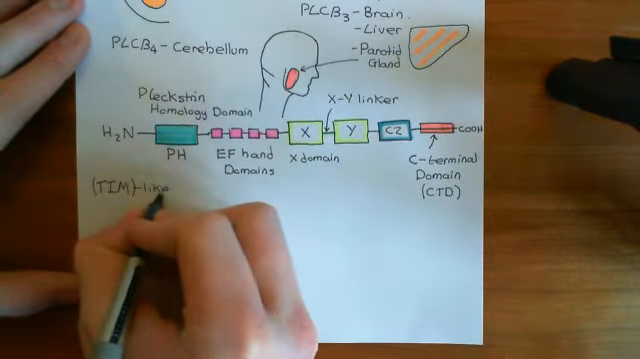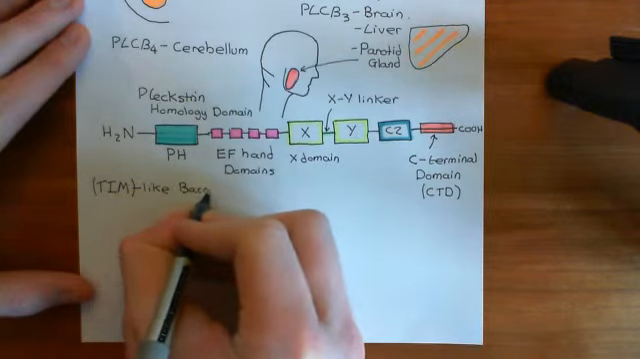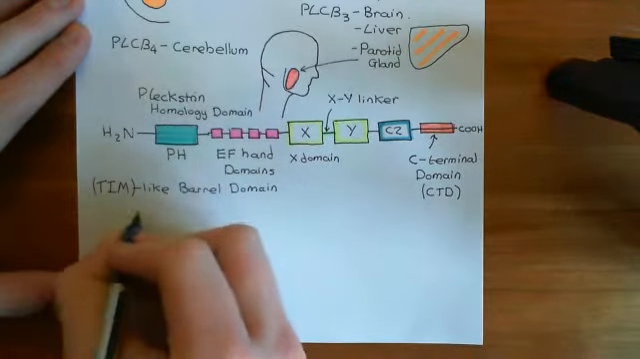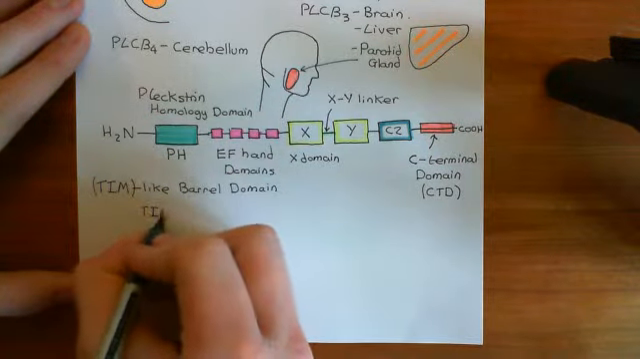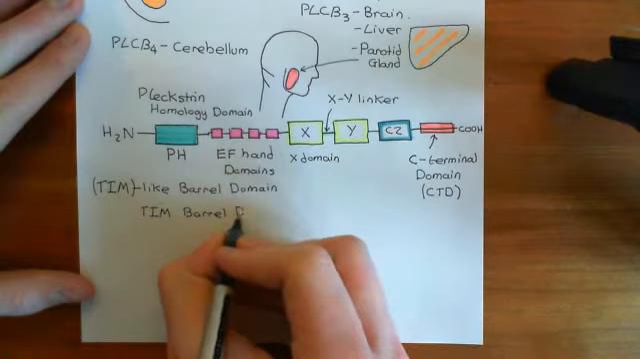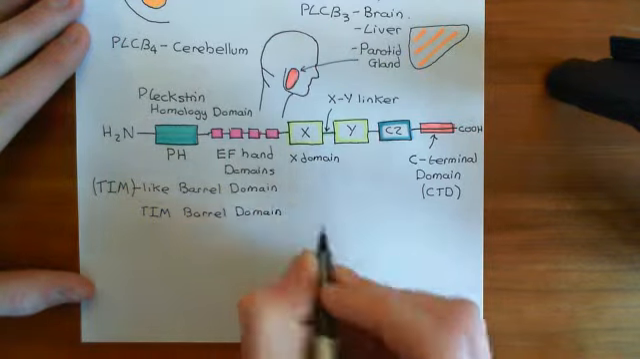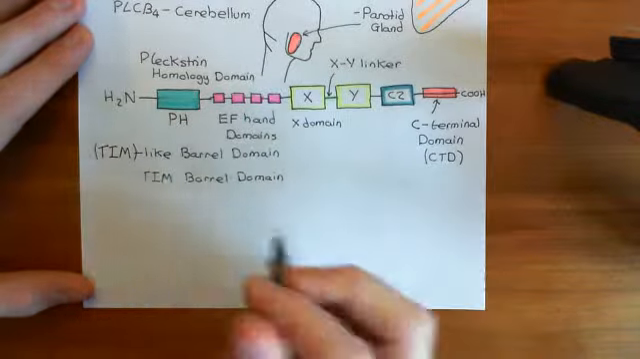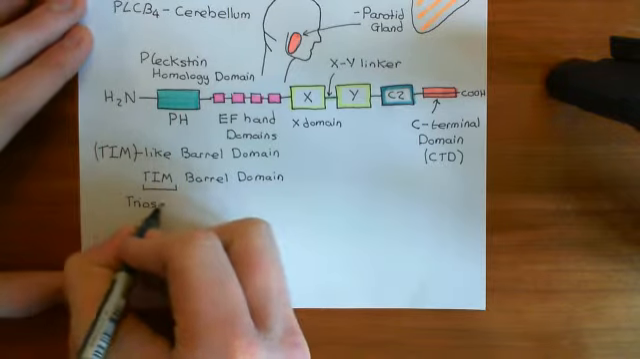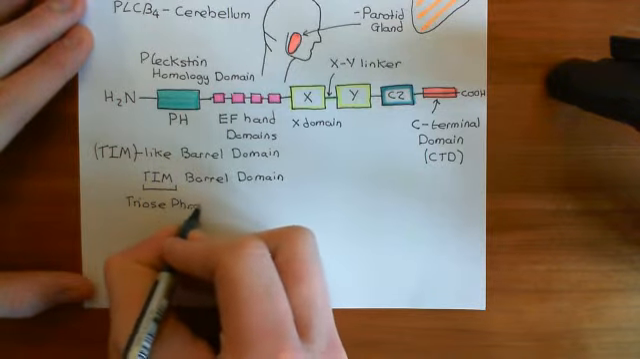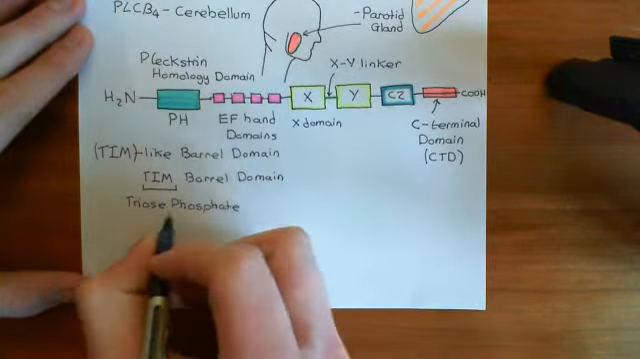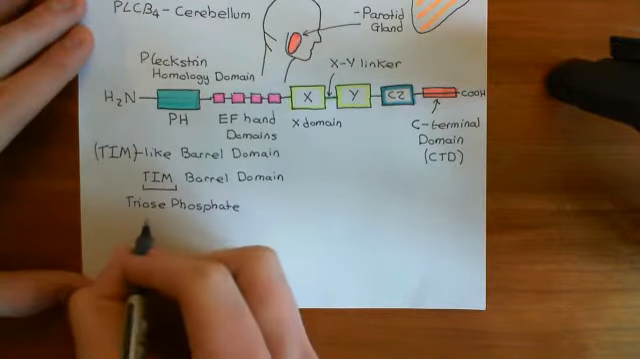domain. And in order to understand what a TIM-like barrel domain is, we firstly need to discuss what a TIM barrel domain is. So we're now going to discuss what a TIM barrel domain is. And then we'll see how the X and the Y form something that's almost a TIM barrel domain. So what does TIM stand for here? TIM stands for triose phosphate isomerase, which is an enzyme important in glycolysis. It turns dihydroxyacetone phosphate into glyceraldehyde 3-phosphate, if my biochemistry serves me right.